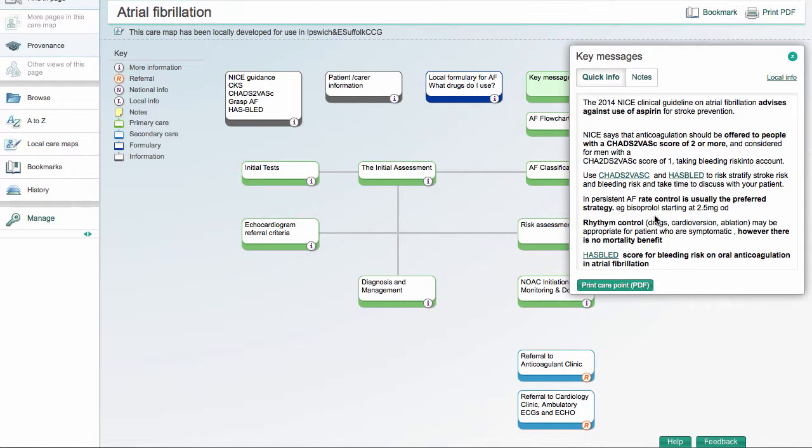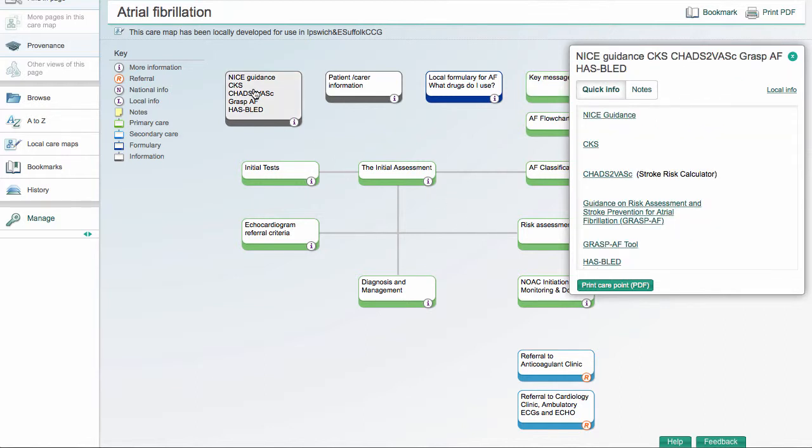You can start with a straightforward beta blocker like bisoprolol 2.5 milligrams once daily, and if they can't tolerate beta blockers, then you can give a rate limiting calcium antagonist. If we just go to the very first box here, we've also got the GRASP AF tool as well as links that you would expect.